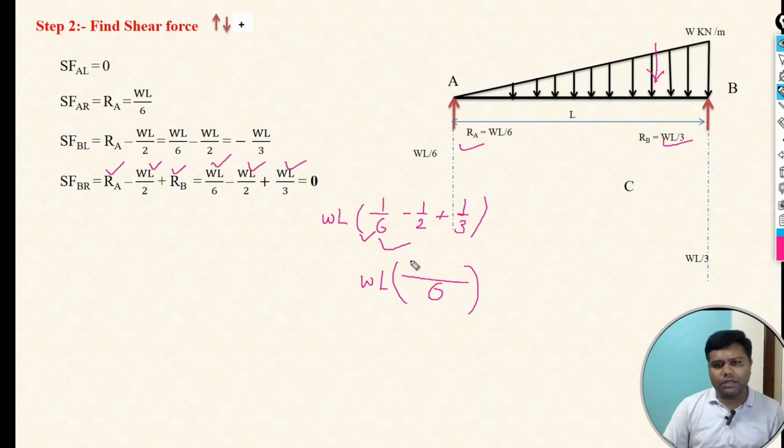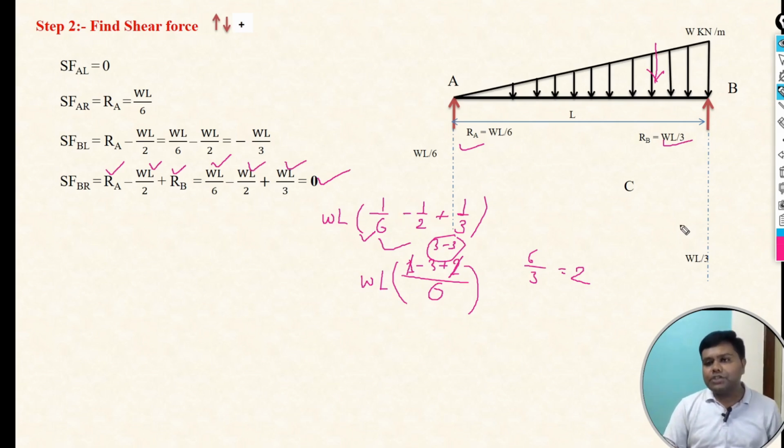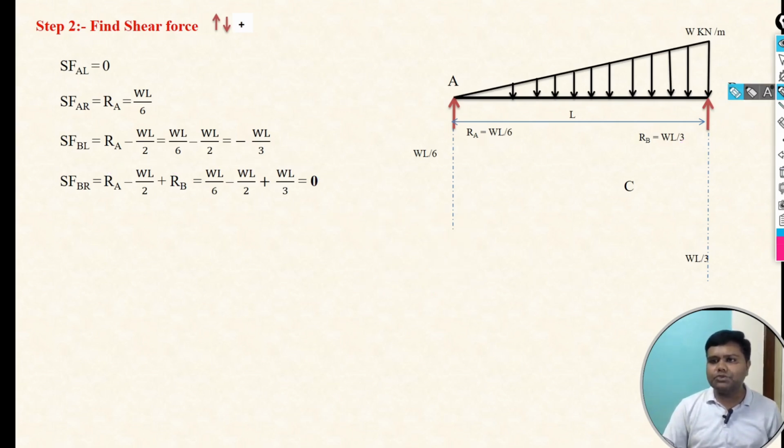So 6 into 1, 1, then 6 divided by 2 is 3, 2 3s are 6. Similarly, plus 6 divided by 3, that is 2, because 3 2s are 6. So we can consider it as 2. So 1 plus 2 is 3. Then 3 minus 3 will be 0. So the total equation will be 0. It means the shear force at B right is equal to 0.